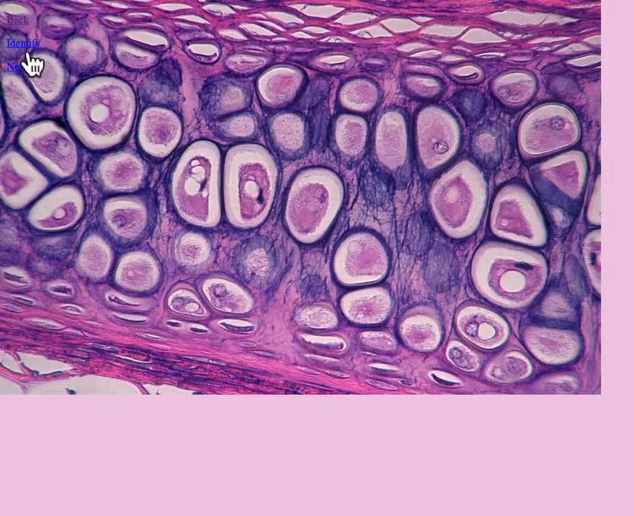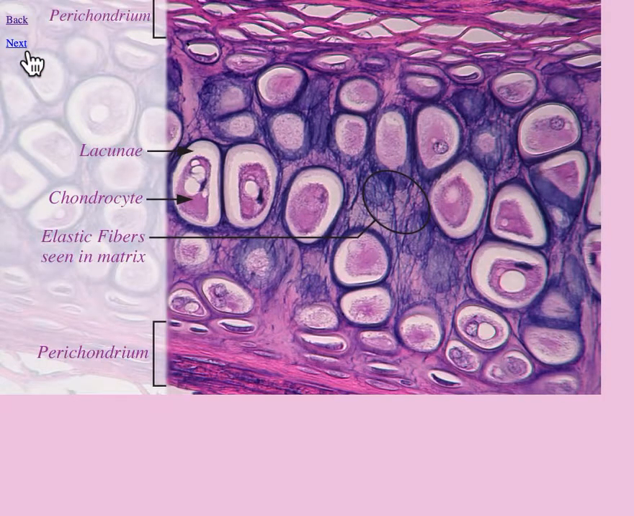Another example of elastic cartilage. You can really clearly see the interstitial growth here and the appositional growth here. There's more interstitial. And so you can see the two types of growth quite well in this image.